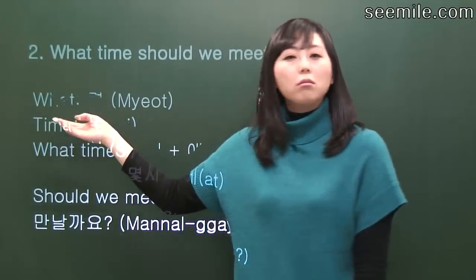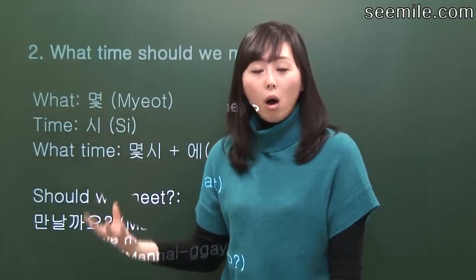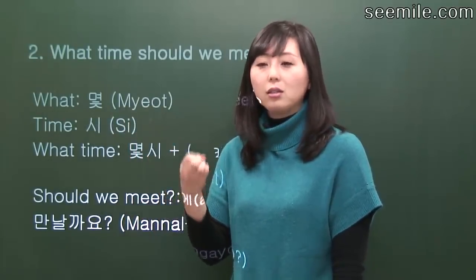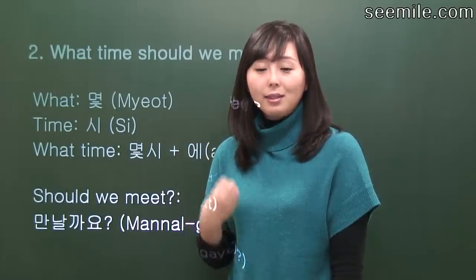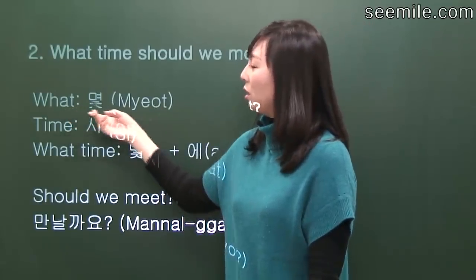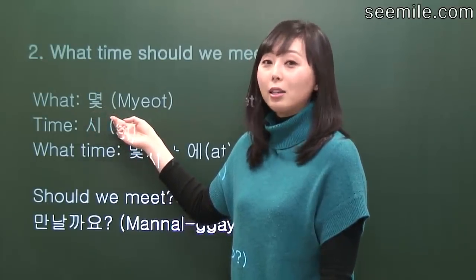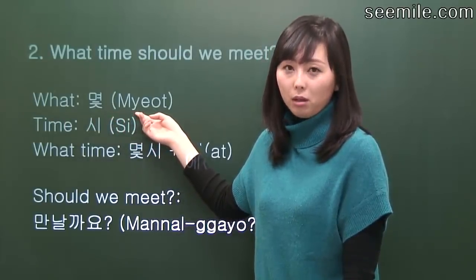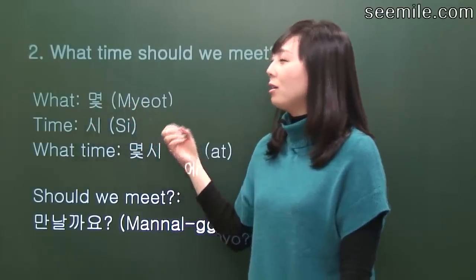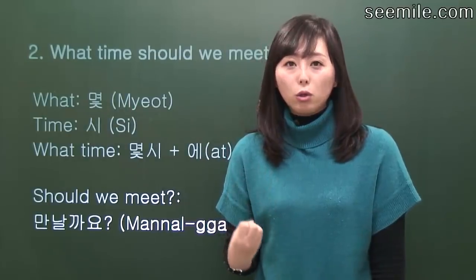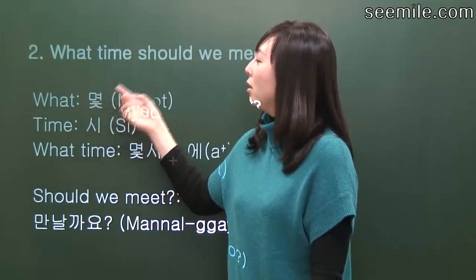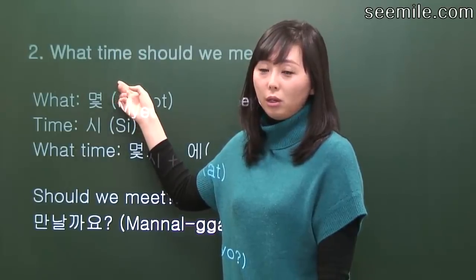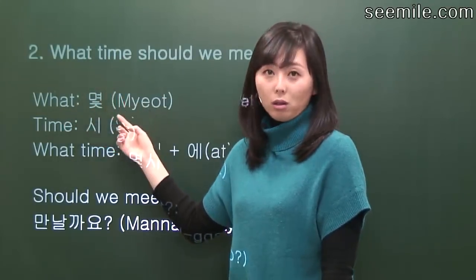And what? Oh, as I remembered, what means 뭐? Remember, I told you what is important. So, what means 뭐? But Christine, this what has different meaning. I don't think this is 뭐. Yes, you're right. This what is 몇. Why? Because what has three different ways to be used. But this what is 몇 because this is combined with time number. So in this case, what means 몇.